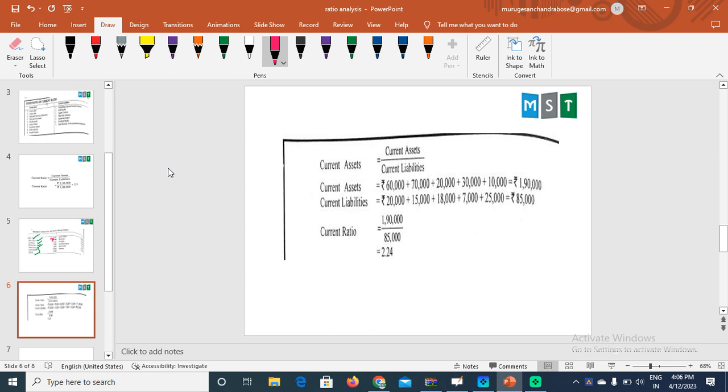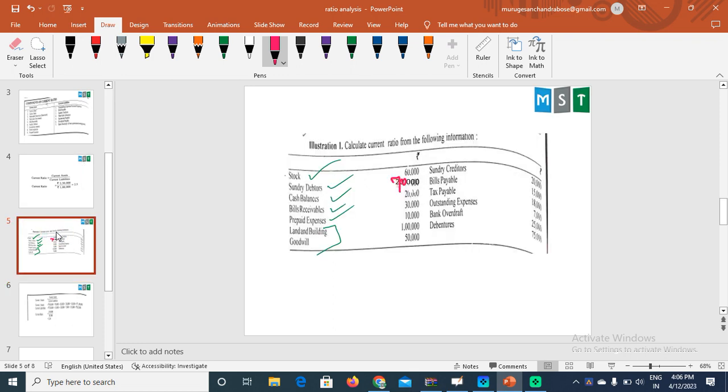Then what are your current liabilities? Sundry creditors 20,000 rupees. Then bills payable 15,000. Tax payable 80,000. Outstanding 7,000. Then bank overdraft 25,000. In this we have removed the debentures, because debenture is a long term liability, not a short term liability. So we have removed that, right?